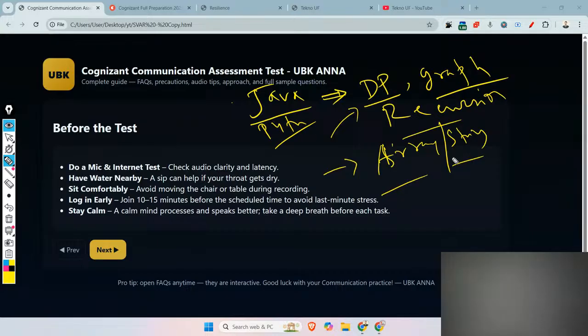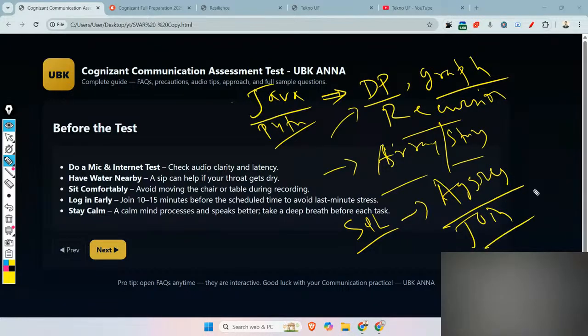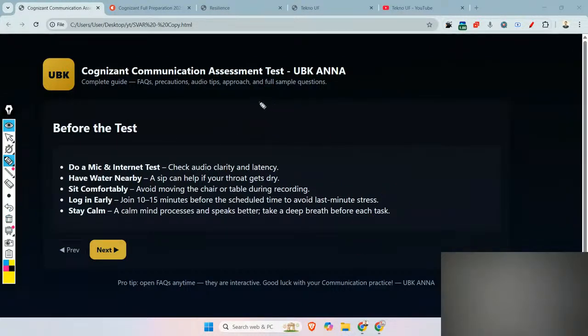And for SQL, it is normal. You can expect aggregate functions and joins. You can expect all of these questions from these two topics. And then the next important thing is, for cluster 1 and cluster 3, HTML, CSS, JavaScript, right?